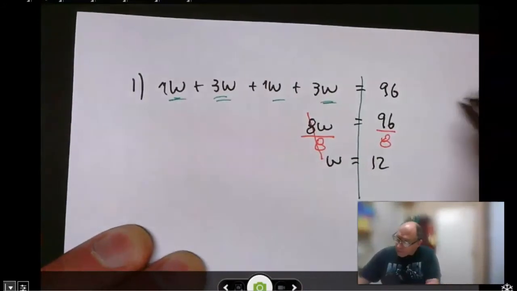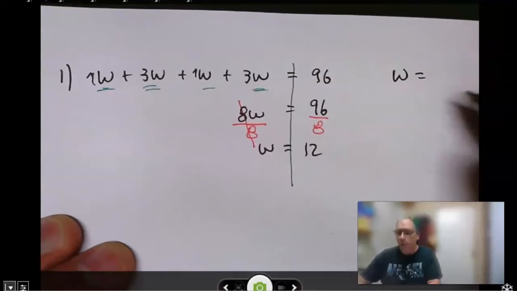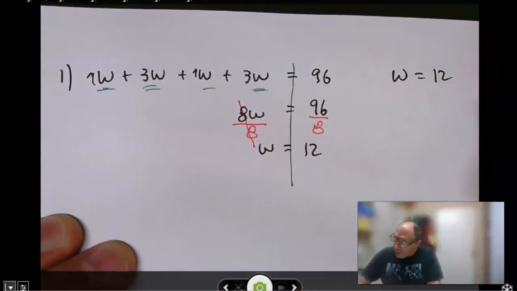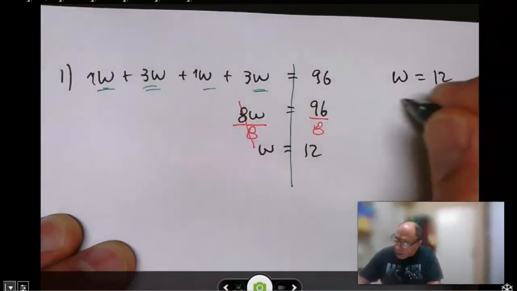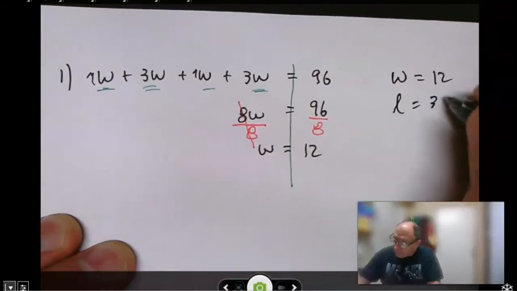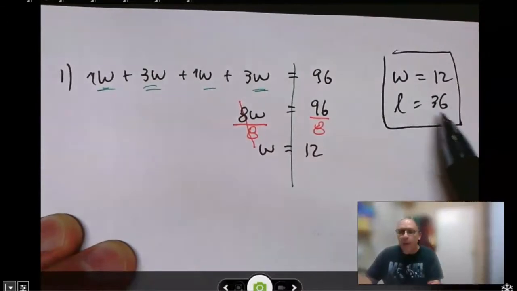So now, what is the length? So the width is 12. I'm going to scoot over here. And the length was 3 times that, was 3 times 12, or the length equals 36. So I've got my answer here. Width is 12, length is 36.